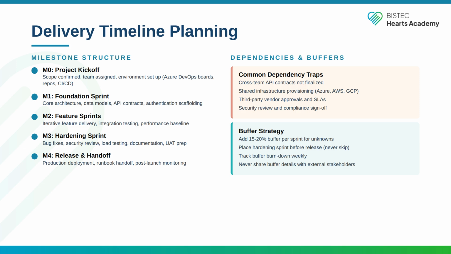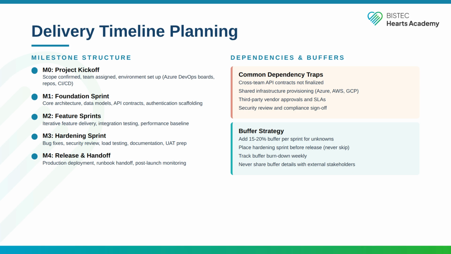M1 is the foundation sprint. Core architecture, data models, API contracts, authentication scaffolding. This is where the architecture decisions from month 1 become concrete. M2 covers the feature sprints: iterative feature delivery, integration testing, and performance baselines. This is where most of the calendar time goes.